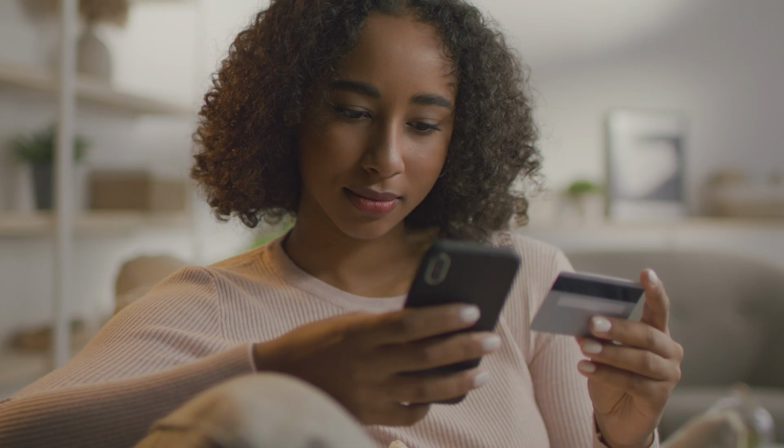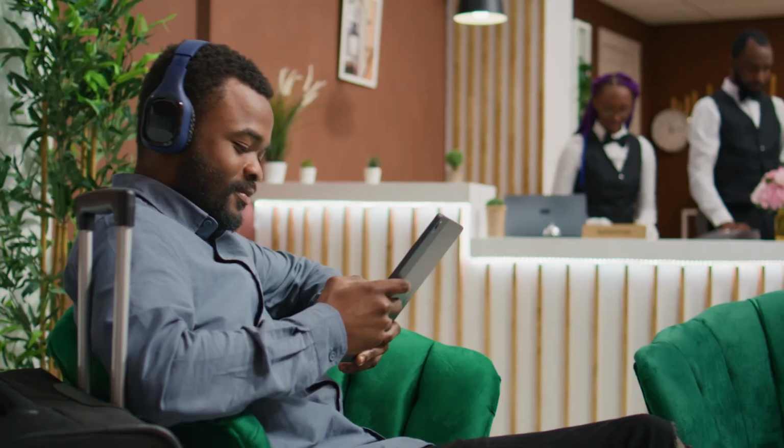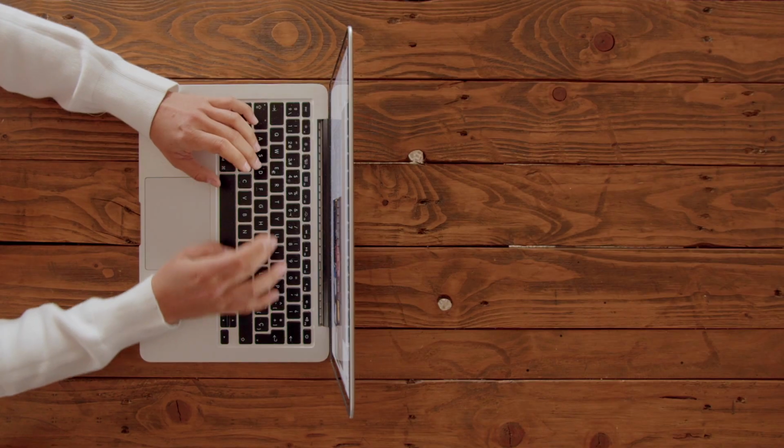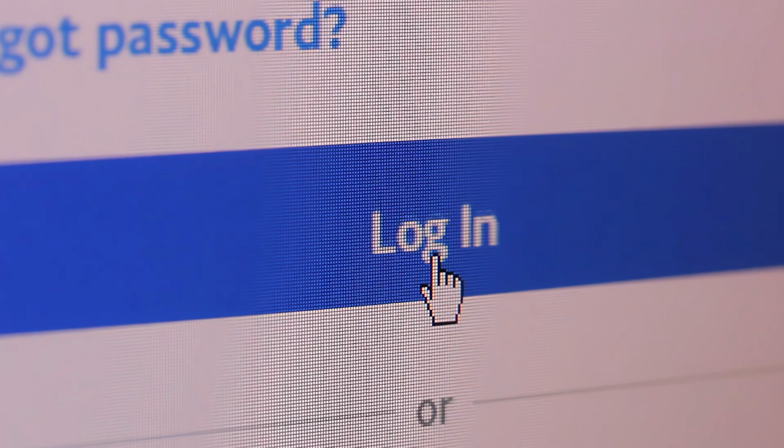Digital privacy is ultimately about choice. It's about an individual's agency and being able to make decisions about what data people have about them and how that data is used.